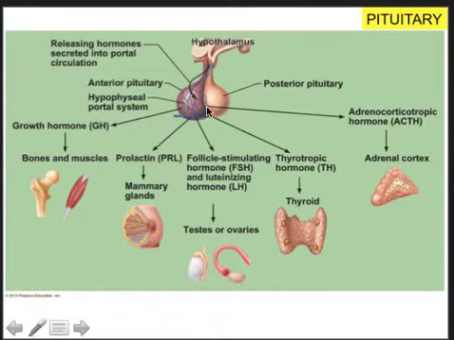And then all these other hormones, the trophic hormones, ACTH, TSH, thyroid stimulating hormone, FSH and LH, and then prolactin, which stimulates milk production in the breast, and human growth hormone, which stimulates the growth of both the skeletal system and the soft tissue connected with it.